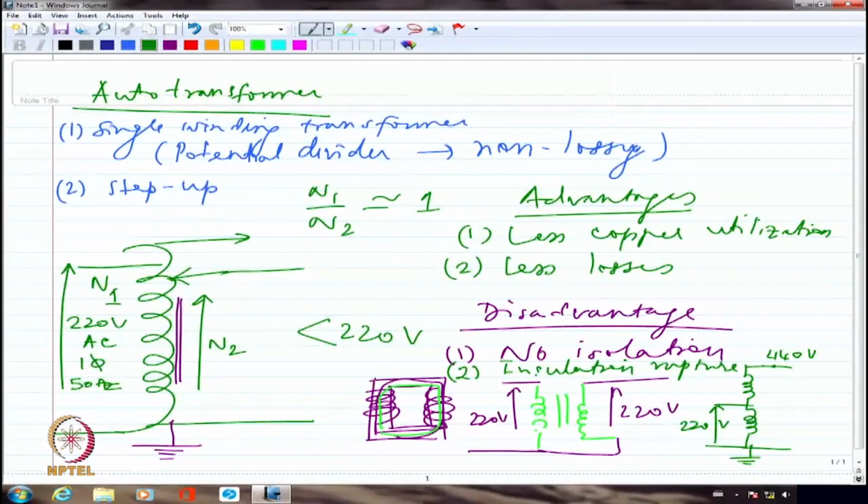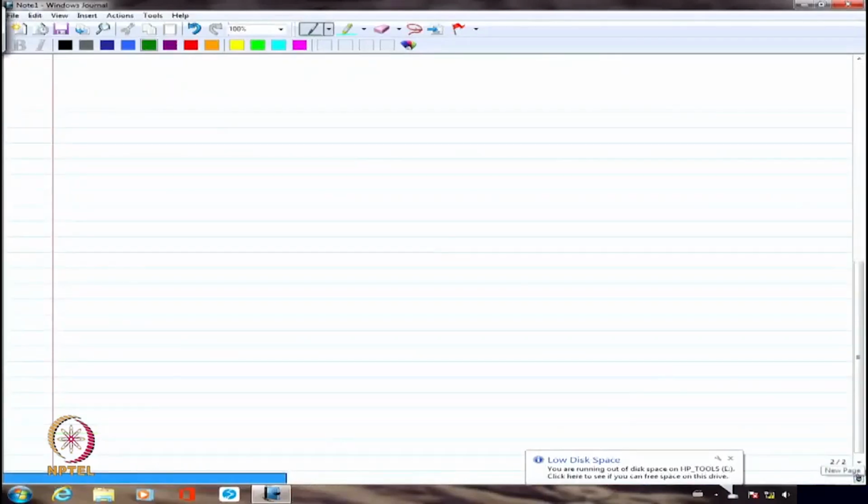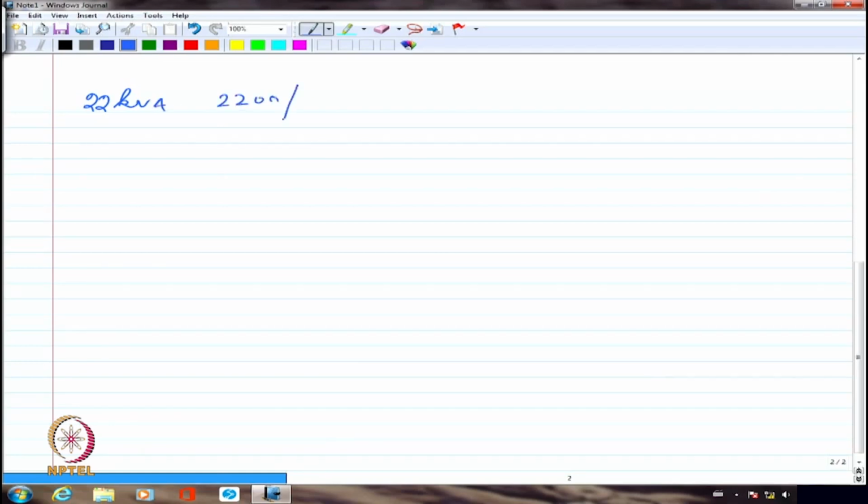Let's try to look at it. That's what I'm going to come next. So let us try to look at one simple example of an auto transformer connection and see what kind of kVA rating I'm going to get, what kind of efficiency I'm going to get, and what kind of losses I'm going to incur in this particular case. Let me take a little higher rated transformer, which is a 22 kVA transformer. Let me take a 2200 by 220 volts transformer. This is a two-winding transformer that I am talking about.